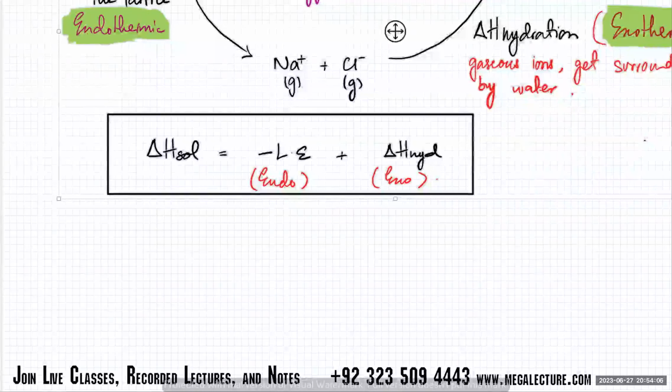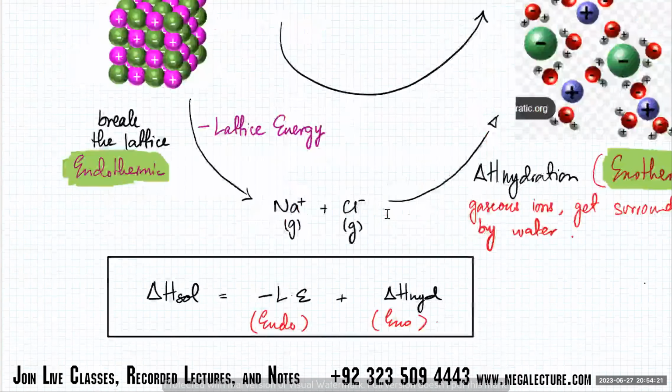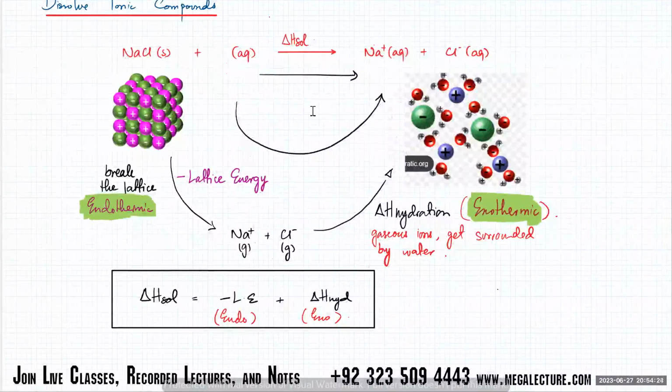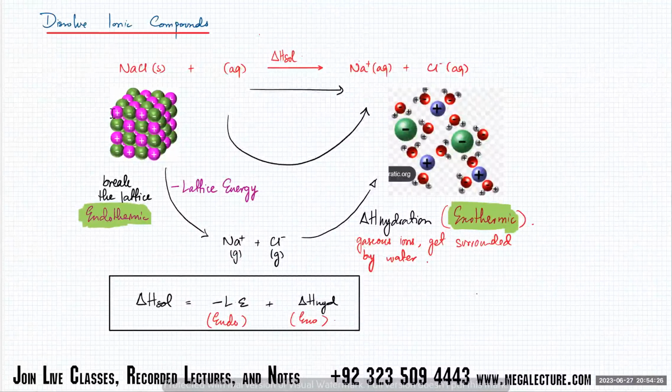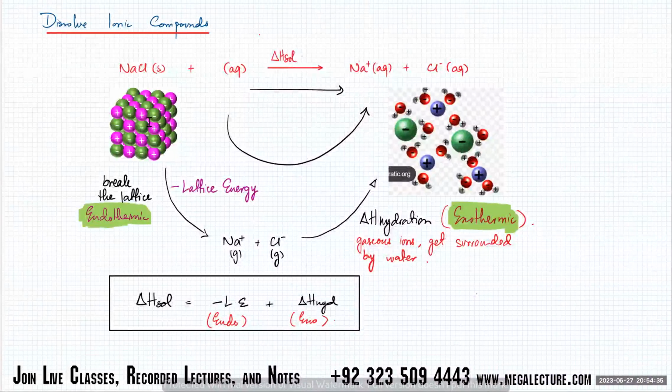Now, this is important, whether the overall enthalpy of solution comes out to be exothermic or endothermic, it all depends on which one is the bigger one. Okay, so imagine you're trying to dissolve a substance. If you have a very weak lattice, tell me, would it dissolve easily or would it be difficult to dissolve? What will happen if you have a very weak lattice?